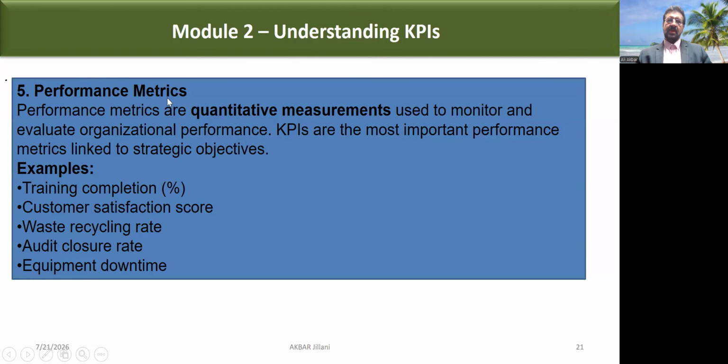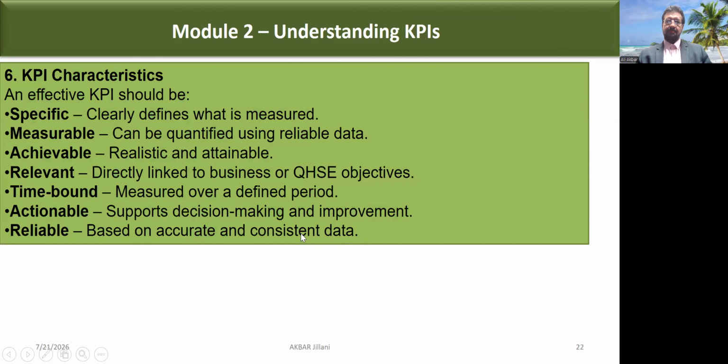Now, performance metrics. Performance metrics are quantitative measurements used to monitor and evaluate organizational performance. KPIs are the most important performance metrics linked to strategic objectives. Examples: training completion, customer satisfaction score, waste recycling rate, audit closure rate, and equipment downtime.